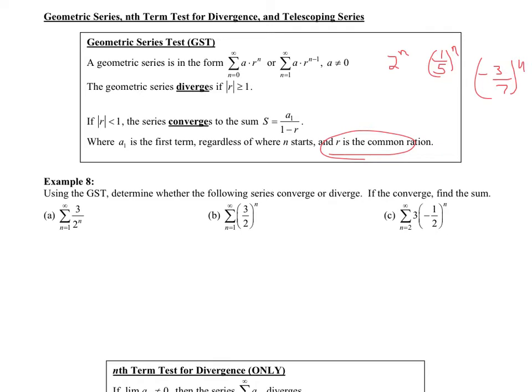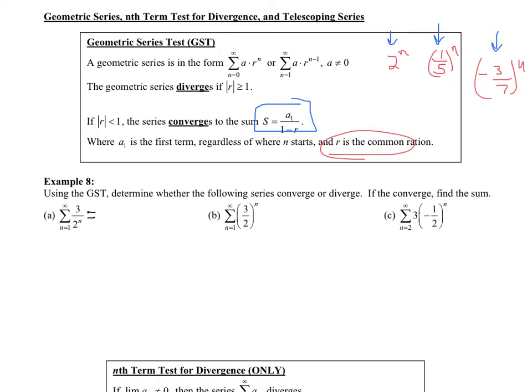The series will diverge if r, your common ratio, has an absolute value greater than or equal to 1. Whatever's being raised to the exponent is our r. And if the absolute value of r is less than 1, then the series will converge. And we learned last year in pre-calc that the sum of that was a sub 1, the first term, over 1 minus r. Very familiar to you.